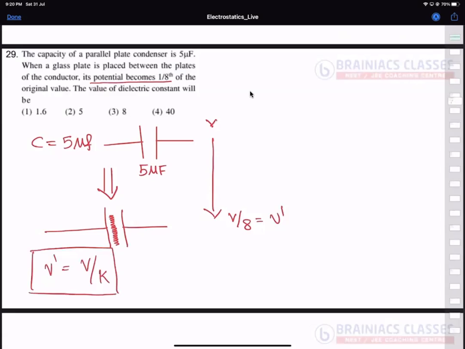In the theory lesson, we have mentioned this concept. Based on this, we write V dash is equal to V divided by 8. So this is equal to V by dielectric constant K. In this case, what is the value of the dielectric constant? K is equal to 8. So the answer will be equal to 3.